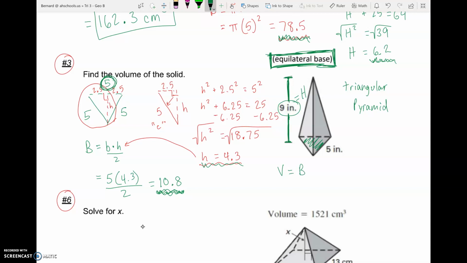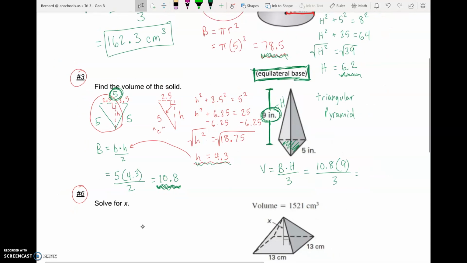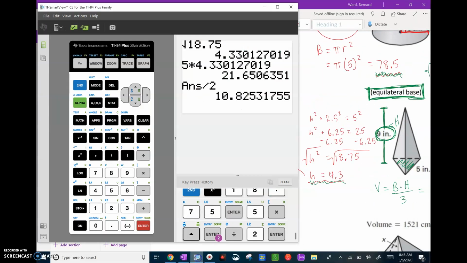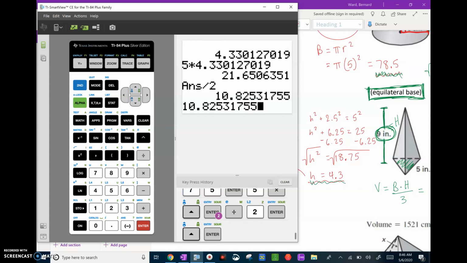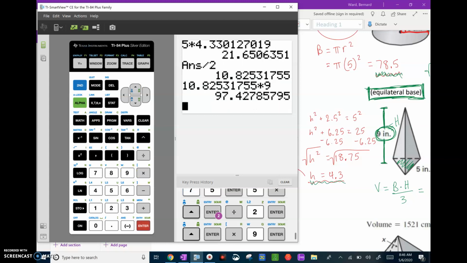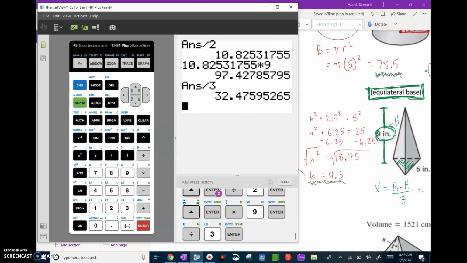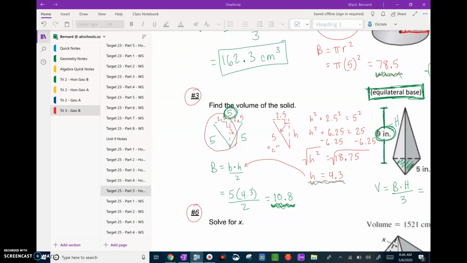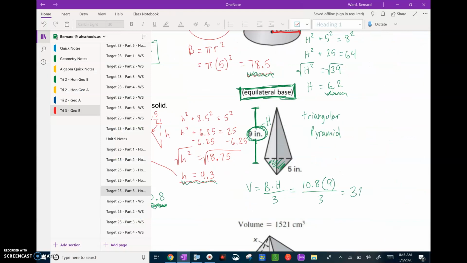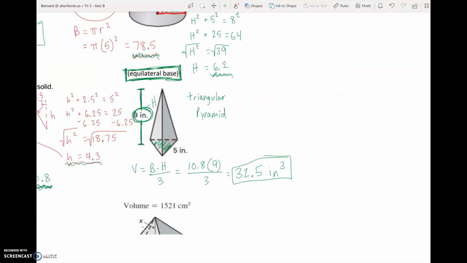Remember, volume equals big B times big H divided by 3 for pyramids. So big B, 10.8. Big H, 9. And then divide by 3. So 10.8 times 9 divided by 3. Let's grab the calculator. So that's our 10.8 right there. We'll times it by 9, and then we've got to divide by 3. And we get 32.5 roughly. 32.5 after rounding. Remember, this is volume, so inches cubed. Inches to the 3rd power. That is the final answer there.